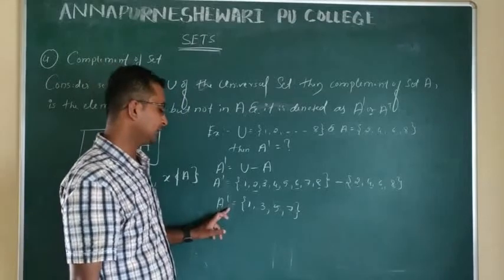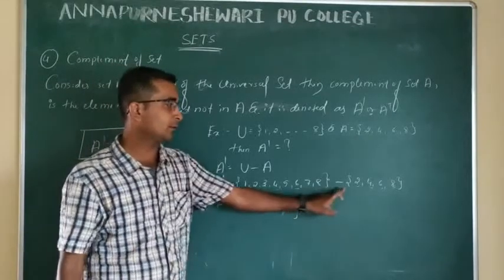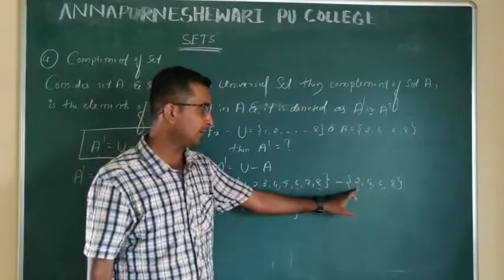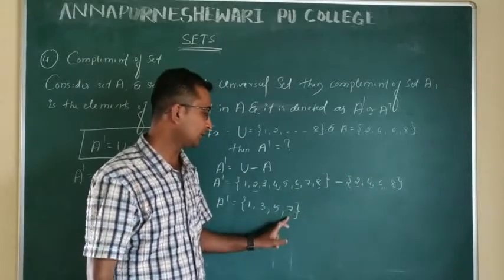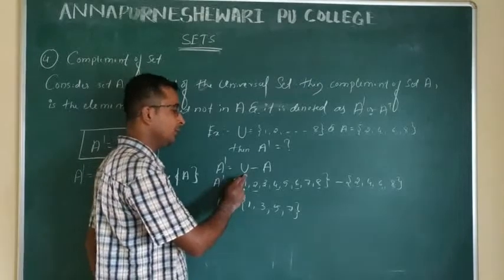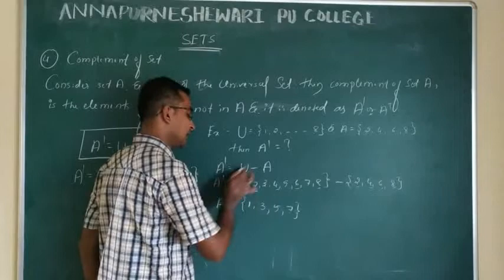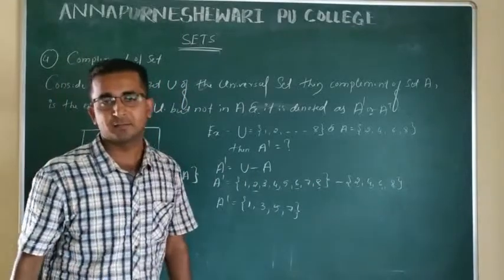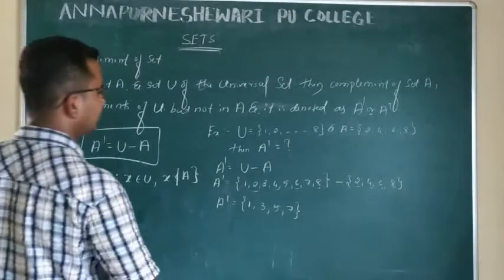So what is the complement of set A? The elements which are present in U but not in A. Is 1 present in A? No. Is 3 present in A? No. Is 5 present in A? No. Is 7 present in A? No. So these are the elements present in U but not in A. Compulsorily, first we have to consider the remaining elements of the first set, which is the difference with that set.